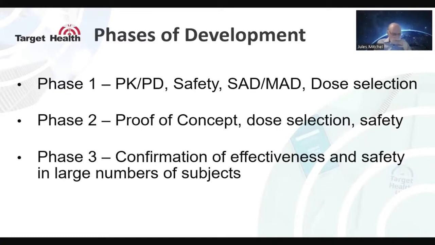And phase 3 is the confirmation of effectiveness and safety in a larger number of subjects. It really depends. And these are the kind of things we negotiate with the FDA. We have to negotiate with the statisticians, with power studies and power calculations, and things like that. Okay, next slide, please.